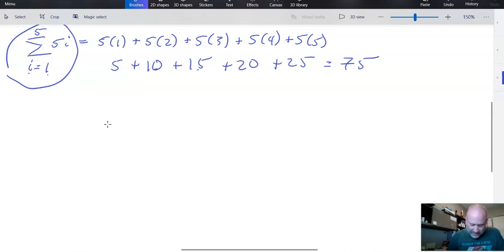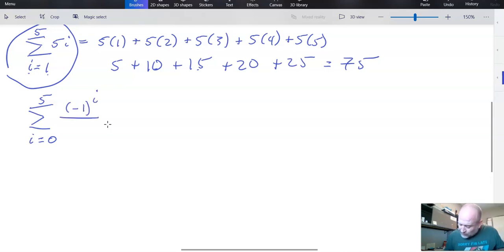Okay, so let's go ahead and look at the next example here. This one's a little bit different. So this time we'll go I equals 0 to 5 of -1 to the I over I. So the index is in 2 different places. So see what you can do with that one.